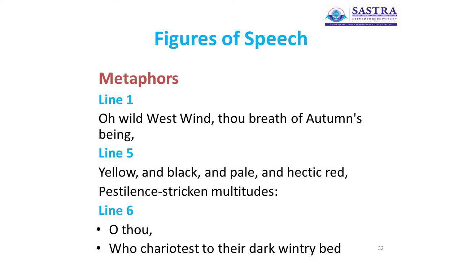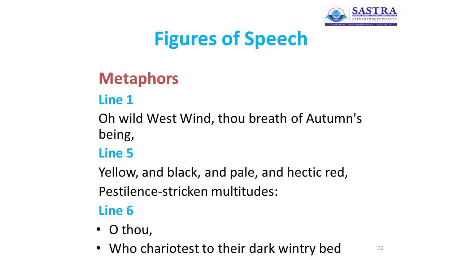Now here he is talking of the west wind as a human being even. Why then should he address the west wind? Here only a human can listen and understand. Here he is talking to the west wind. So here we have the metaphor of the west wind as a human being. Then of course here he actually talks of the autumn season even as a human being. That is why he says autumn's being. And then of course he says it is the breath of autumn season.